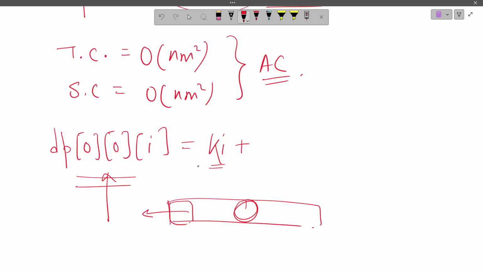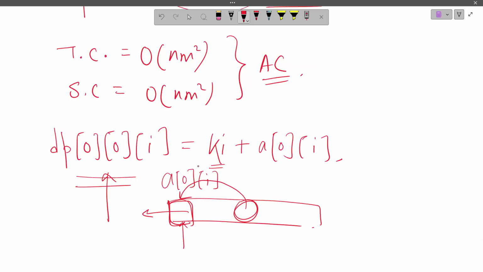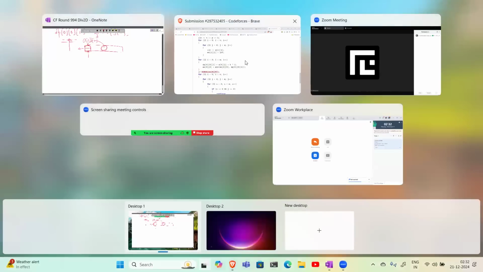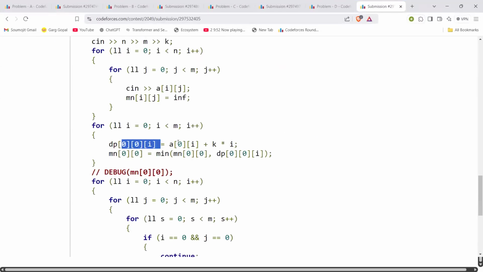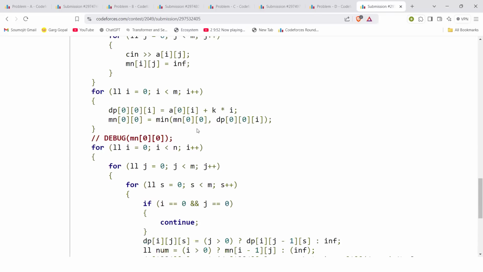So that means the value of a 0 i would have come here. And now since we are reaching 0, comma 0, and the cost of a path is the sum of the path, we basically add a 0 i also to the solution. So this is the simple base case: dp 0 0 i is simply a 0 i plus k times i, and then mn 0 0 is just the minimum over all the dp 0 0 i. So this is the base case.